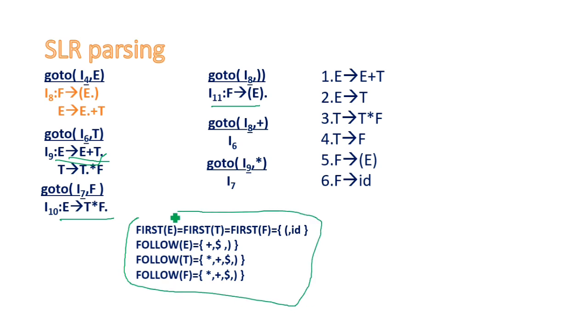We have the respective non-terminals identified here. So now, after identifying the first and follow, we have to name the productions 1, 2, 3, 4, 5 and 6 according to the order in which they have been given.